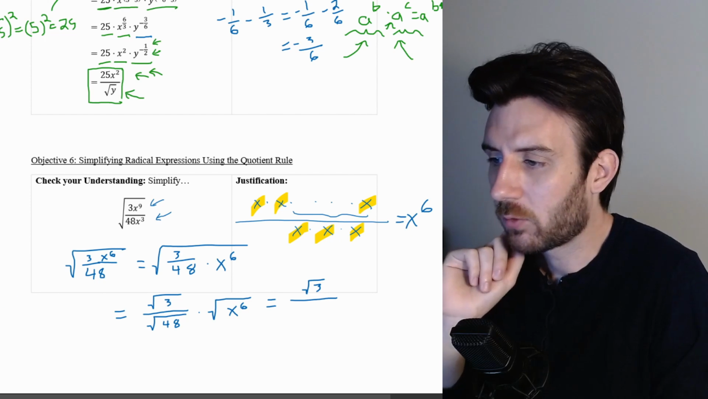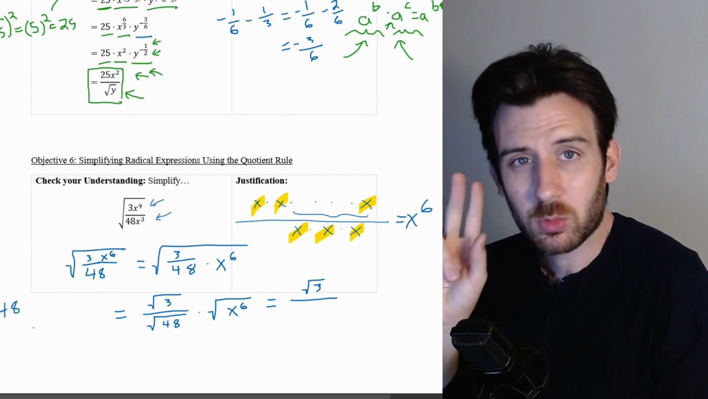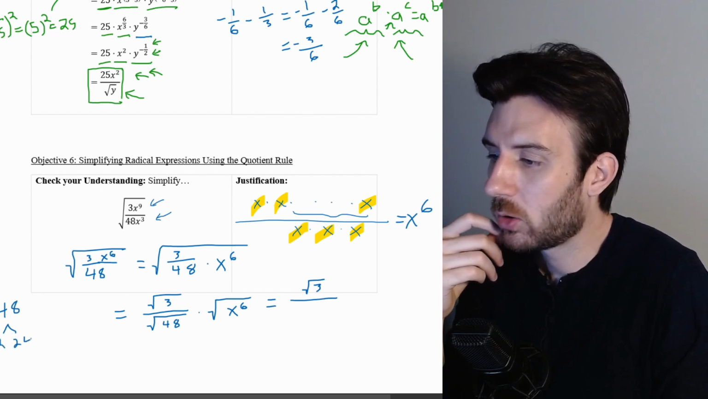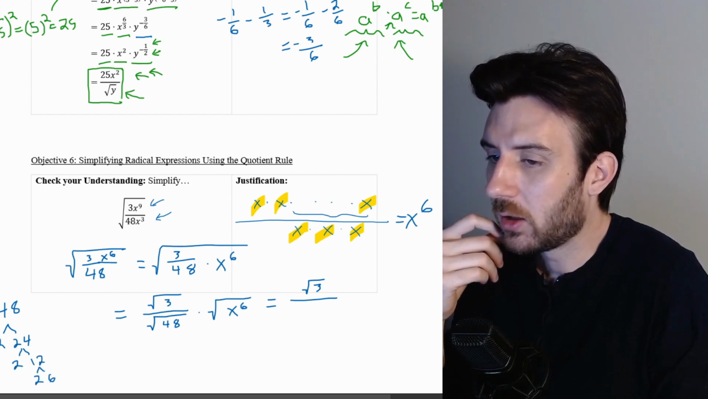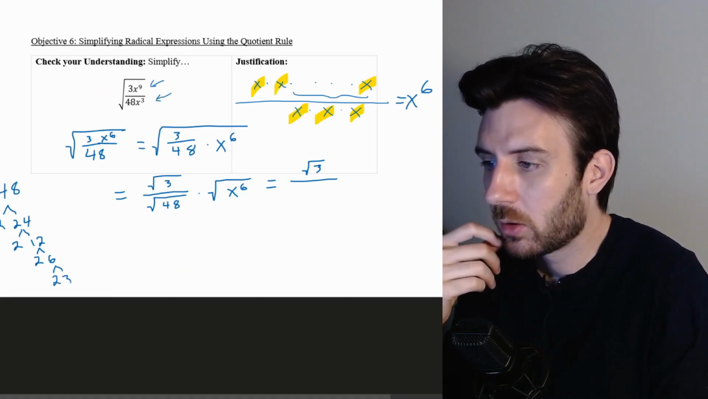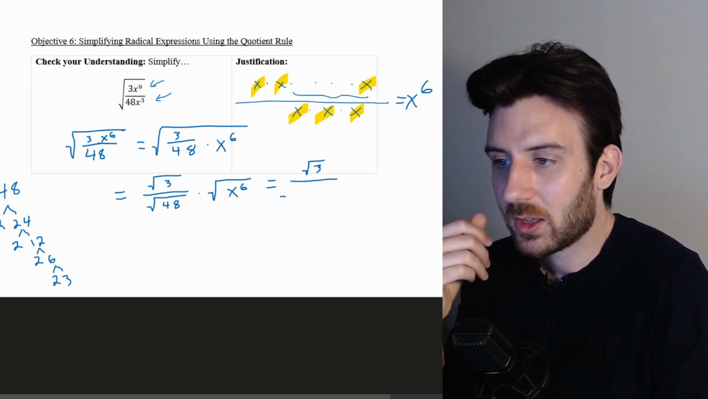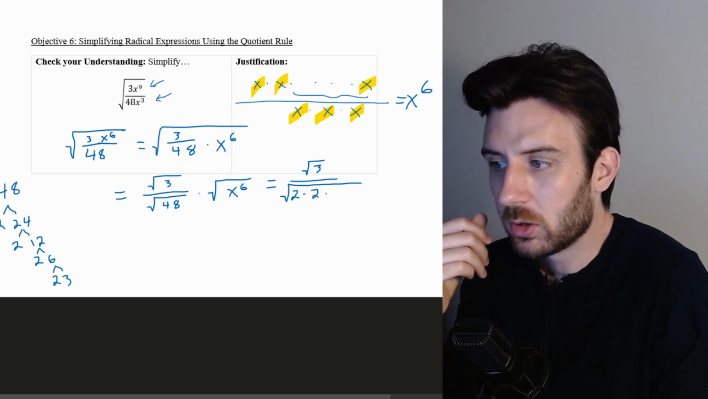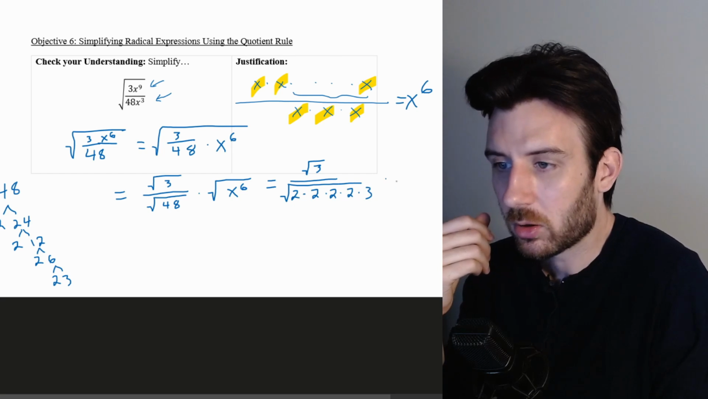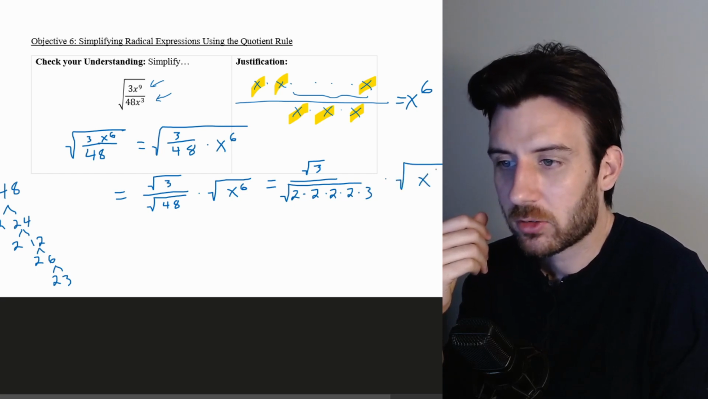So that's just going to have to stay as square root of 3. Square root of 48. When I'm trying to square root 48, remember that we could use our factor tree here. Let's do 48. That would be 2 and 24. That would be then what? 2 and 12. That would be 2 and 6. And then 6 would be 2 and 3. So I could think of the square root of 48 as being the exact same thing as the square root of 2 times 2 times 2 times 2 times 3. Okay, and then I have a square root of x to the 6th.